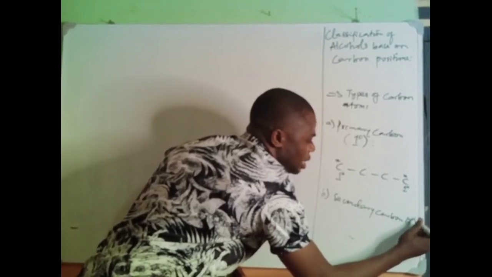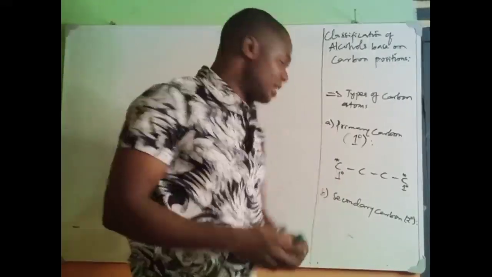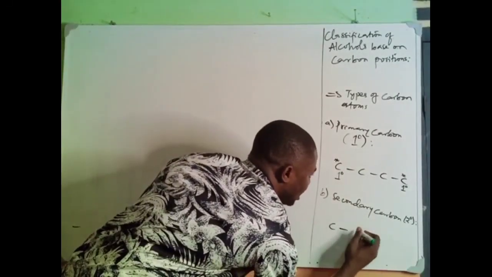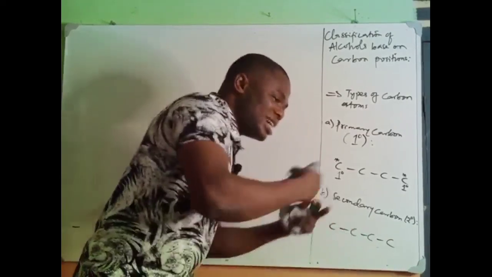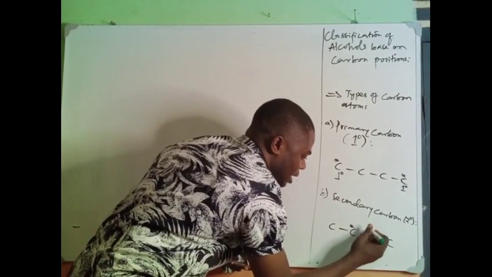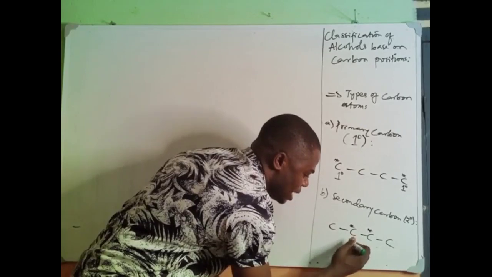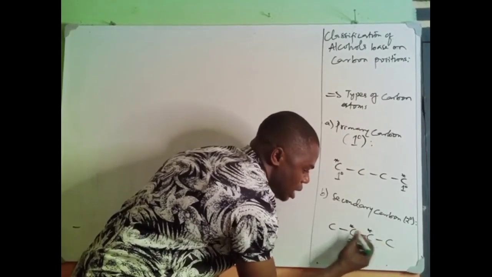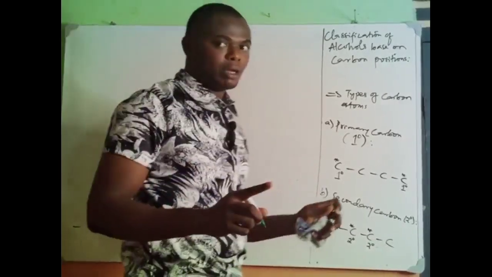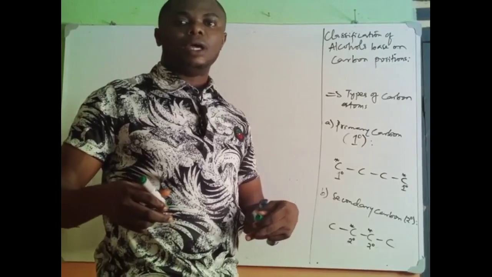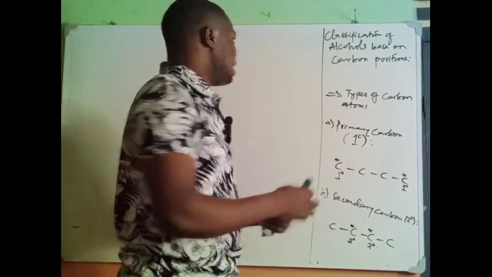designated as 2 degree. A secondary carbon is a carbon atom that has 2 other carbons directly attached to it. Let's go by what I did here. You see, any one I put an asterisk on. When we talk about this carbon, this one and this one are attached to it, so you are a secondary carbon. Even this one and this one are attached to it, so you are also a secondary carbon. A carbon atom that has 2 other carbon atoms attached to it is said to be secondary carbon.